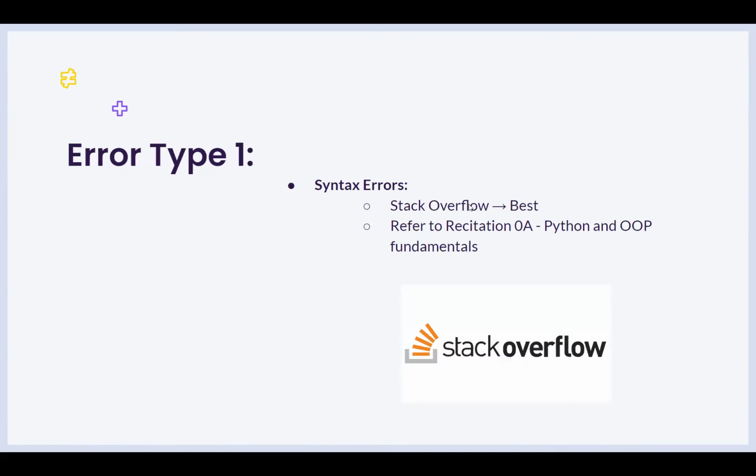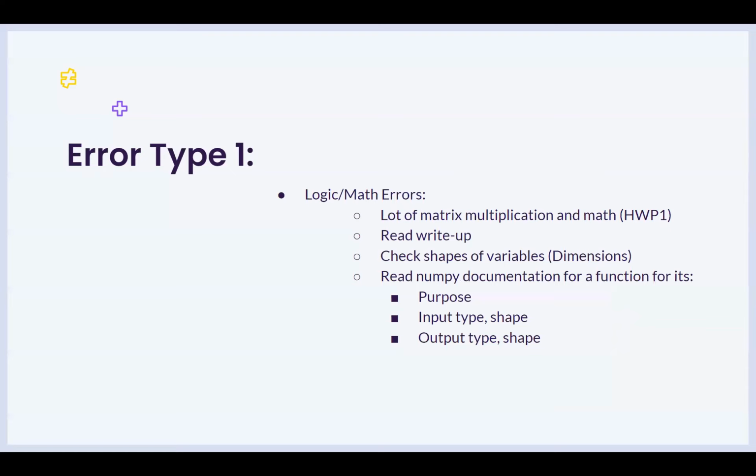In error type 1, we have three different types, the first of which includes the syntax errors. Here, your best bet would be to go to Stack Overflow because most of the errors that we STAs encounter can be first debugged using Stack Overflow because many users would have faced the same thing before. Since all of our code pretty much is going to be written in Python, please refer to Recitation 0A, which is important, which speaks about Python and OOP fundamentals.